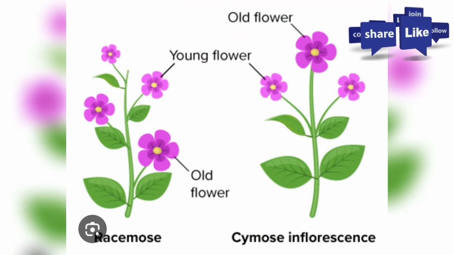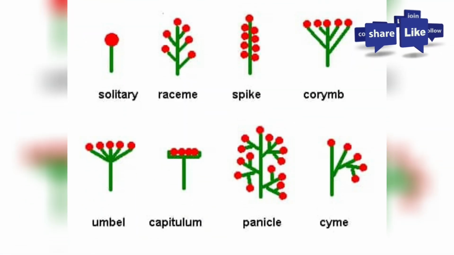What is the importance of inflorescence? Inflorescence makes flowers more conspicuous to pollinating agents, so that the chances of cross-pollination are high. Pollinating agents may be insects or birds.